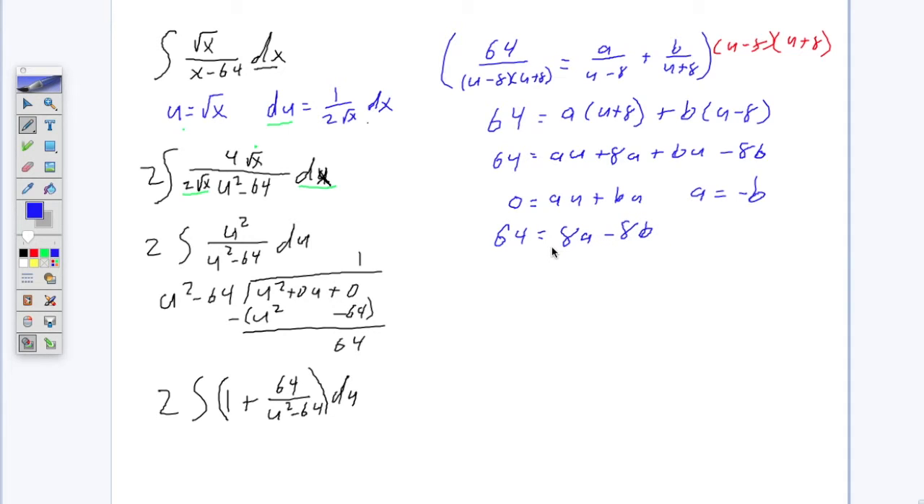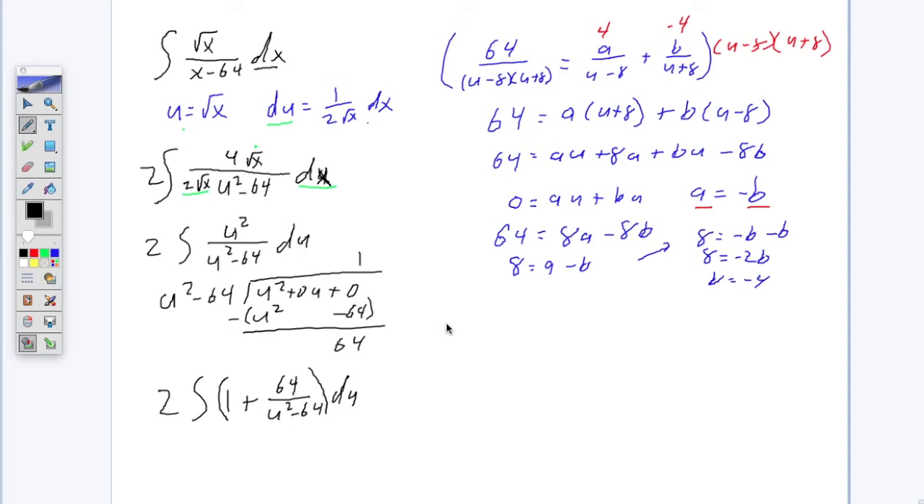If you don't understand exactly what I'm doing here, just look at a couple of videos on partial fraction decomposition, and this will all make sense. So this is 8 is equal to A minus B. Since A is equal to negative B, I'm going to say 8 is equal to minus B minus B. 8 is equal to minus 2B. B is equal to minus 4. So B up here is minus 4. If B is minus 4, then A is going to be 4.